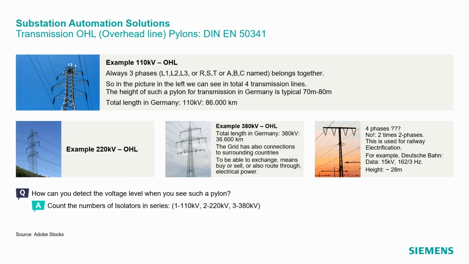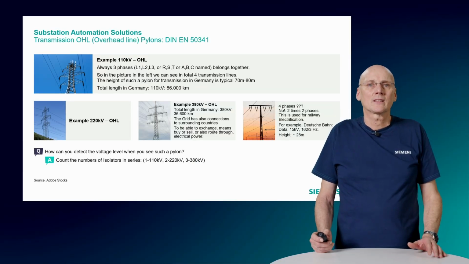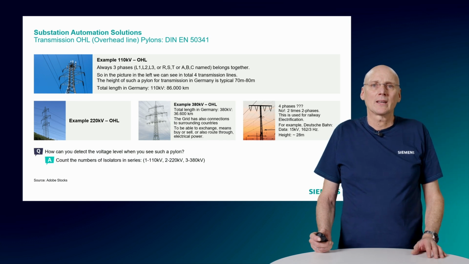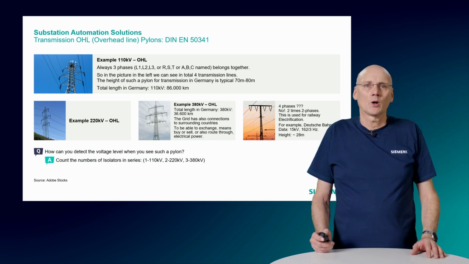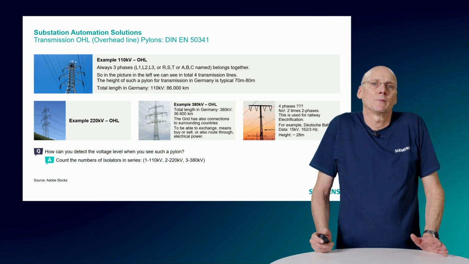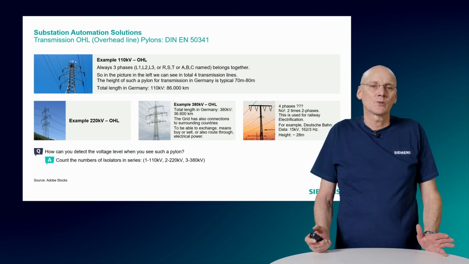In the overhead line 110 kV example on the slides, the 3 phases are arranged vertically. Maybe phase A is on the top, B in the middle, C on the bottom, but this is just an assumption. The cables look the same. In the 380 kV example, you can see in total 4 systems, where I guess 2 are 380 kV and the 2 lower horizontal are maybe from a medium voltage transmission level, using the pylon together.